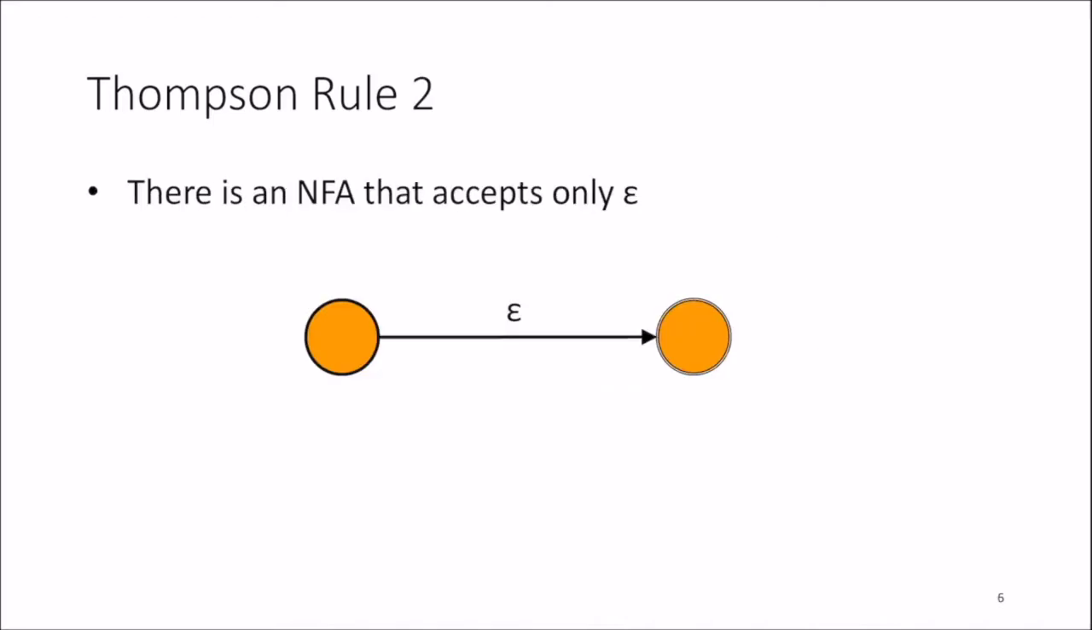Now, when you have an empty string, we can create an NFA that accepts only the empty string epsilon by having a start state, a transition on the empty string, and it reaches a final state. So that's basically accepting a language which just has the empty string in it.